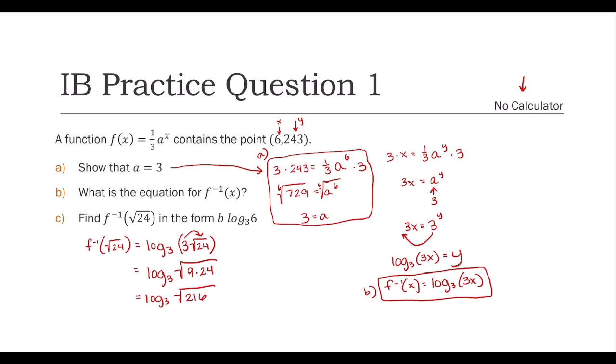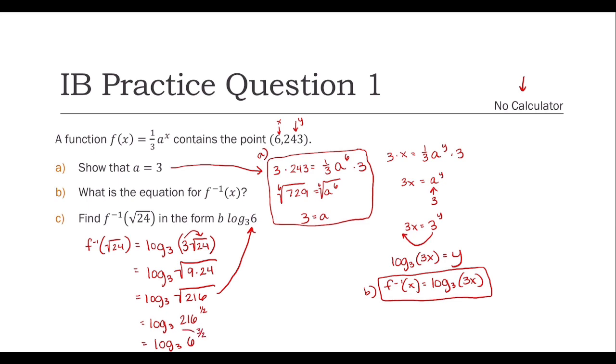So now we want to try and write the square root of 216 with a base of 6. So we have the log base 3 of 216 to the 1/2 to get rid of the square root. And 216 is 6 to the 3rd power. So this becomes log base 3 of 6 to the 3rd power to the 1/2 power. So this would be to the 3/2 power.